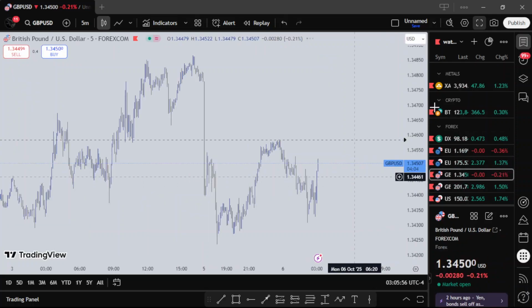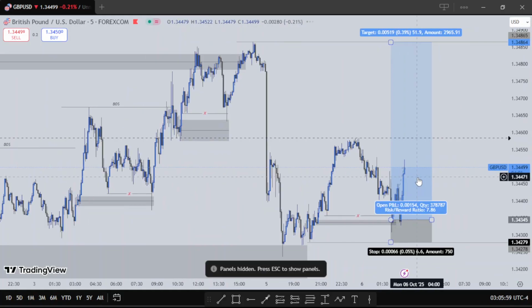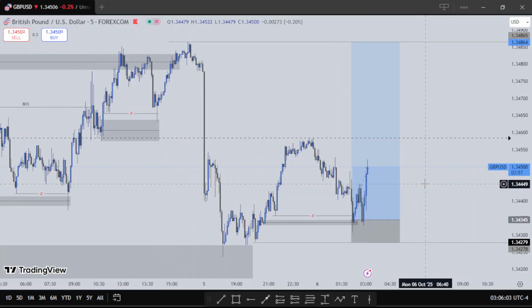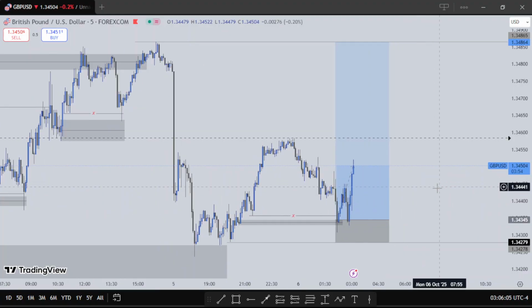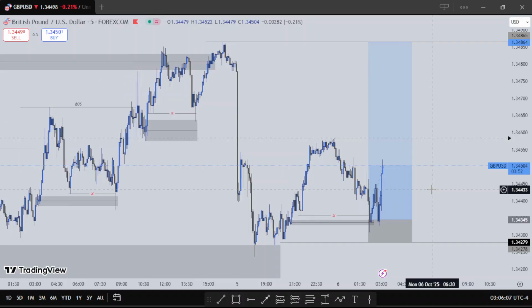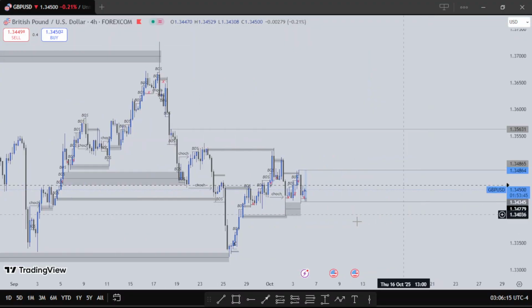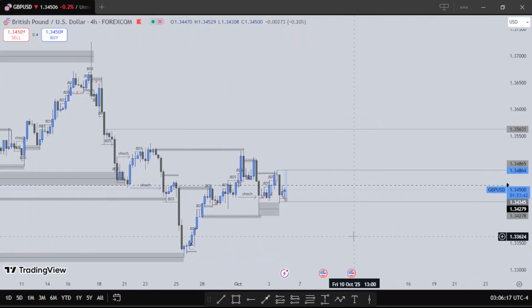Another pair that I am going to analyze now is GBPUSD, which I'm also on a trade. Let's start from the higher time frame, because this is a top-down analysis. On the 4 hour time frame, you can see that price had mitigated this supply order block right here, having a rally to the downside.